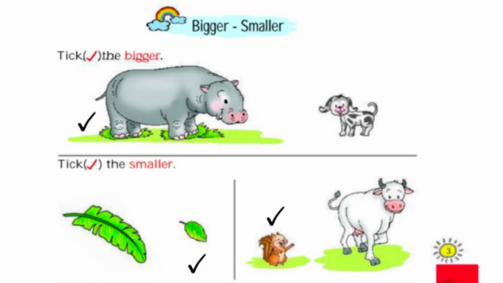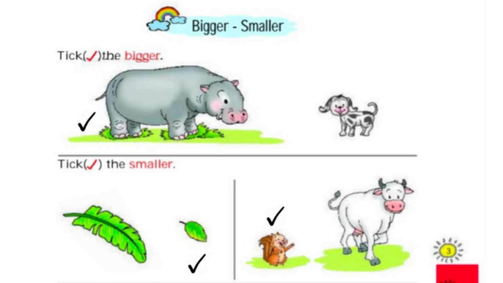Page number 3. Topic is bigger and smaller. Tick right the bigger. There are two animals. One is hippo and another is puppy. The hippo is bigger than the puppy. Let's see the another example.